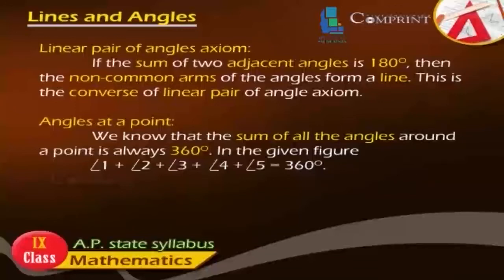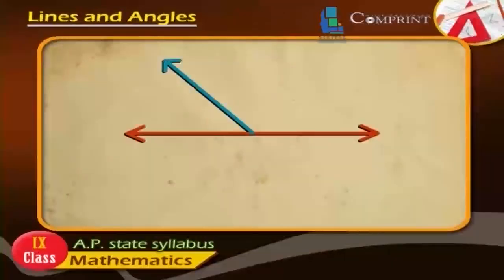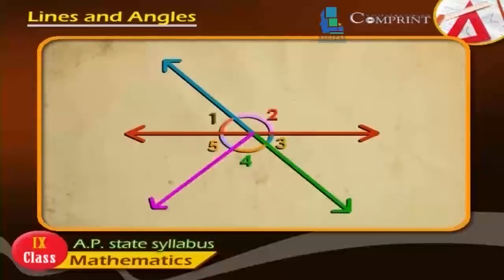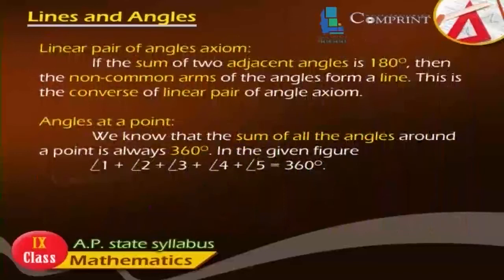Angles at a point. We know that the sum of all the angles around a point is always 360 degrees. In the given figure, angle 1 plus angle 2 plus angle 3 plus angle 4 plus angle 5 is equal to 360 degrees.